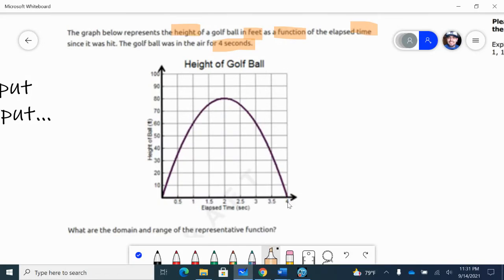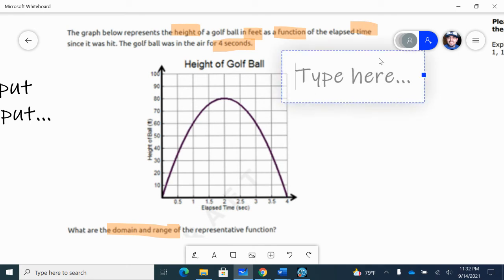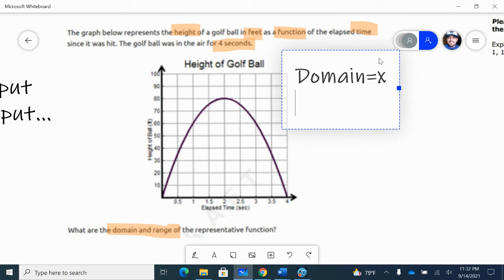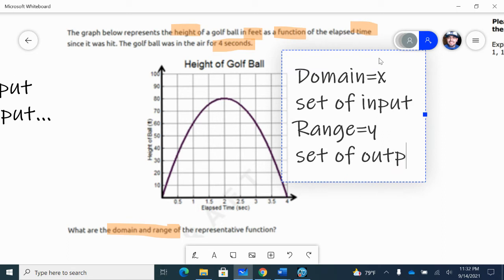Question says, what is your domain and range? Keywords here. Again, domain and range. So, again, we're going to write down our key facts. Domain is X, set of inputs, range is Y, set of outputs.